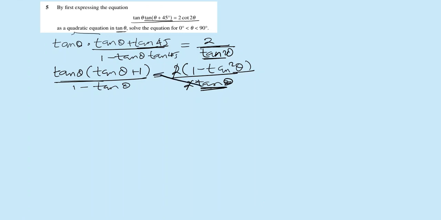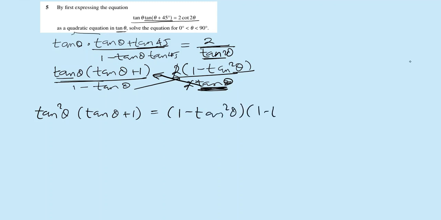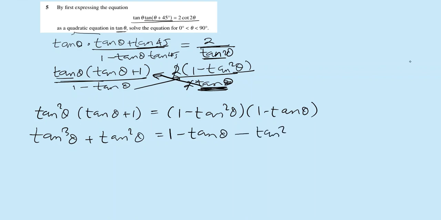So let's do the cross multiplication now. This tan theta multiplies here, 1 minus tan theta multiplies here. So we get tan square theta, tan theta plus 1, when this tan theta multiplies with this tan theta square. So 1 minus tan square theta here, and 1 minus tan theta comes from the other denominator. So now let's expand. Tan cube theta plus tan square theta equal to 1 minus tan theta minus tan square theta plus tan cube theta.